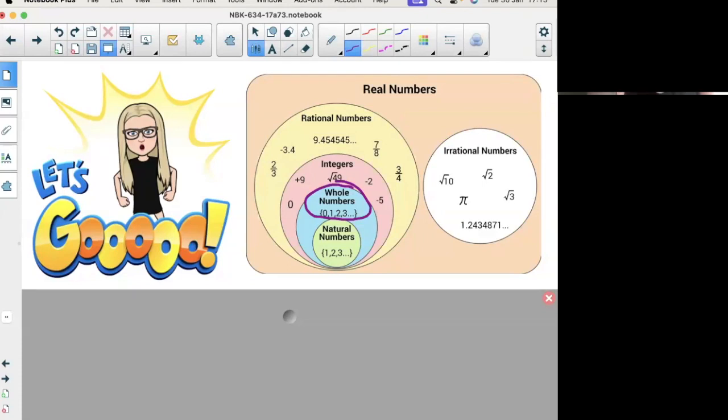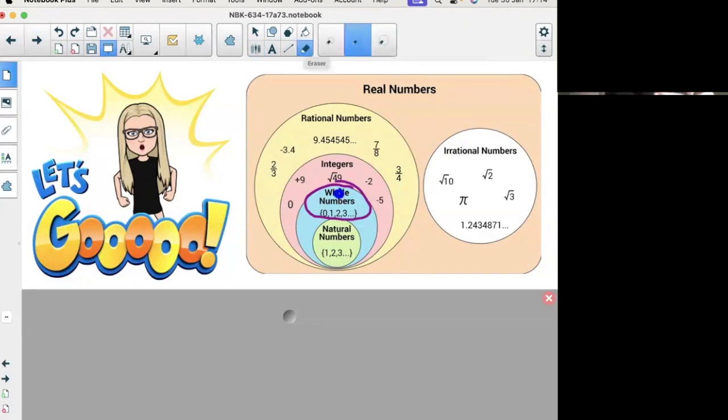Then we go to school, and we talk about the number 0. We're told that 0 has nothing, it's not worth any value. In our number system, we call that part of the whole number system. The way that I remember that whole numbers contain the number 0 is to have a look at the word whole. Whole has a 0 contained in it.